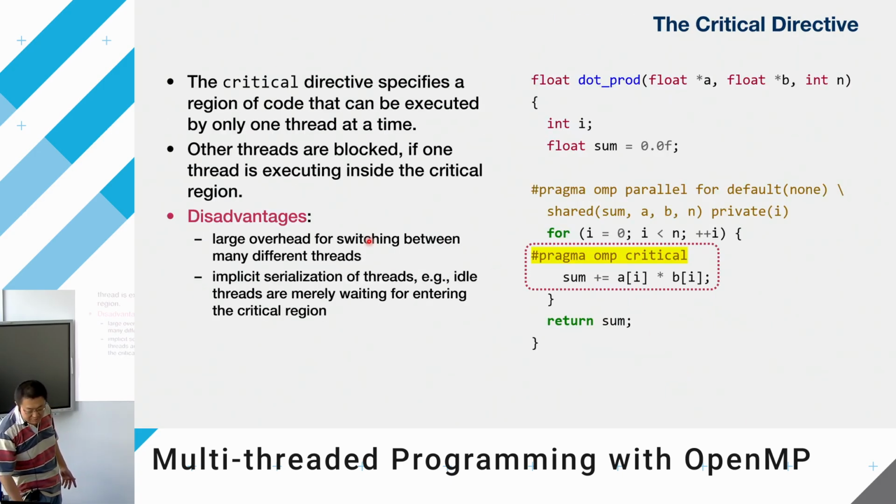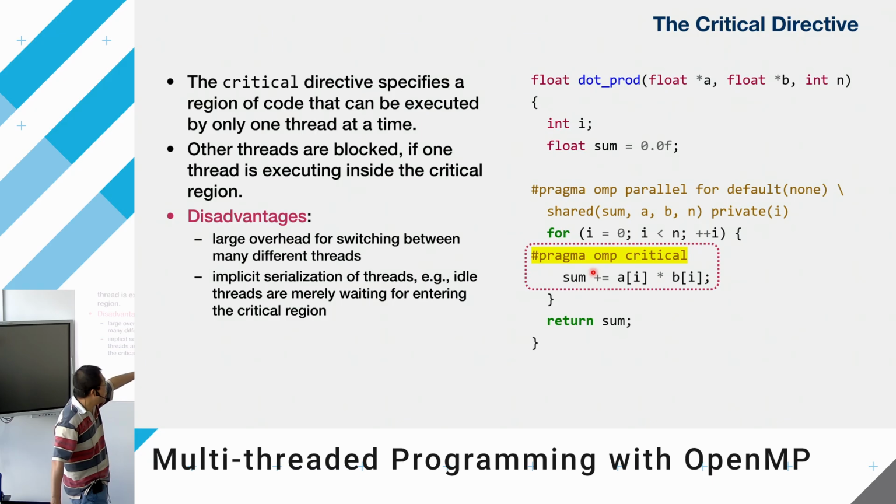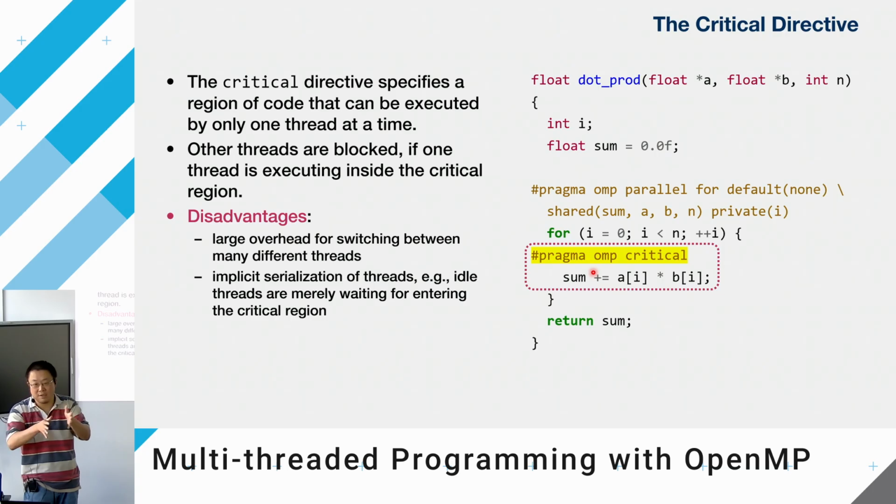In order to solve this problem, you can use the critical directive from OpenMP to put the calculation of the sum into a critical region. This means this is a critical region, and only one thread is allowed to modify or read this sum. The other threads must wait, because otherwise this is chaos. We need the correct result for sum, so we have to put it into the critical region.